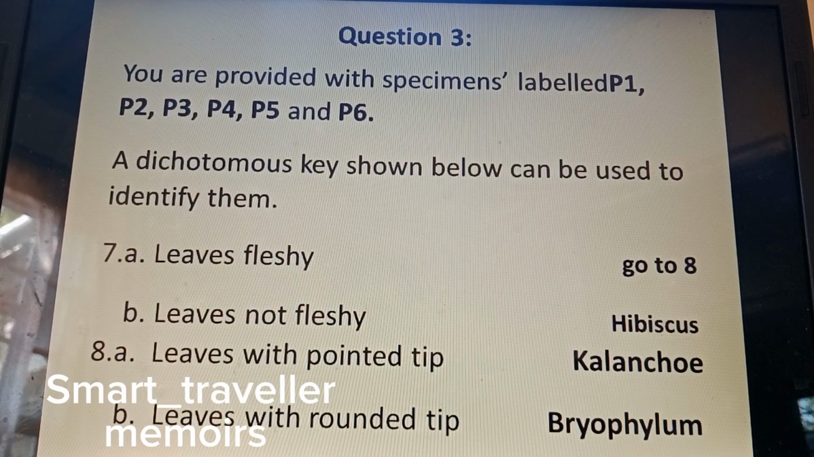Finally, leaves fleshy, go to 8. Leaves not fleshy, hibiscus. Leaves with pointed tip, kalanchoe. And leaves with rounded tip, Bryophyllum. So you have identified all the organisms. So the question is this.